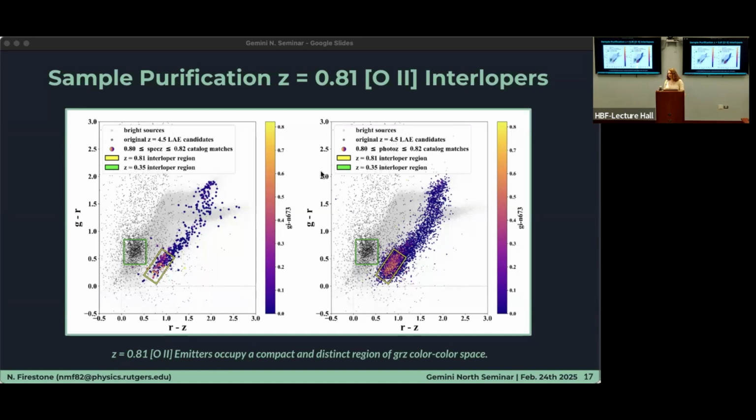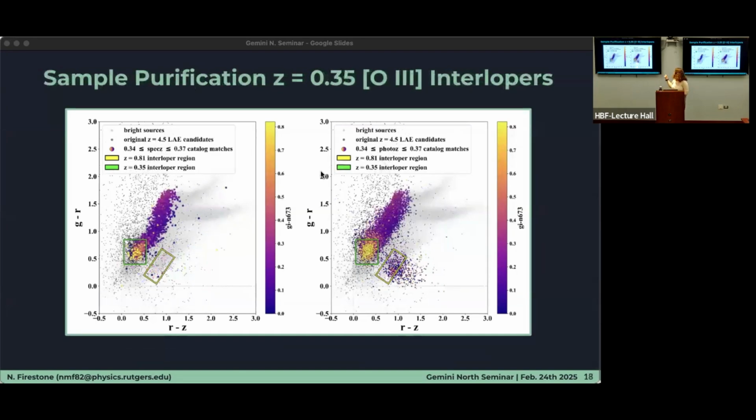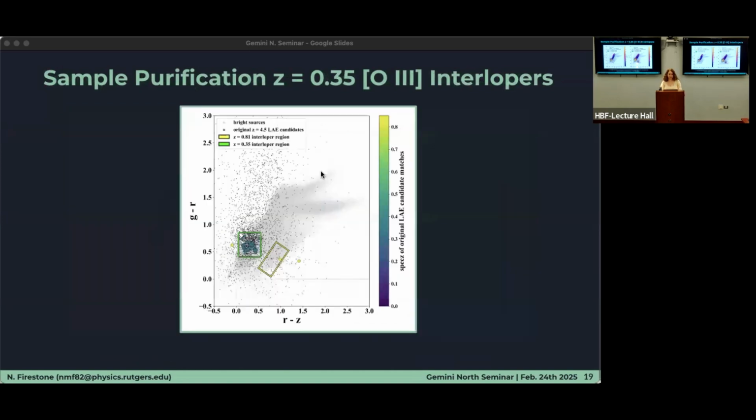Now you might notice there's this kind of glaring blob of objects in the green box farther left here that was known as the infamous blob for a very long time. And it turns out these are actually O3 emitting interlopers, so we use the same technique. You might notice that these objects are even brighter in the narrowband. They're yellower in color on this plot. And that is telling us that these objects are more likely contaminants in our higher redshift samples.